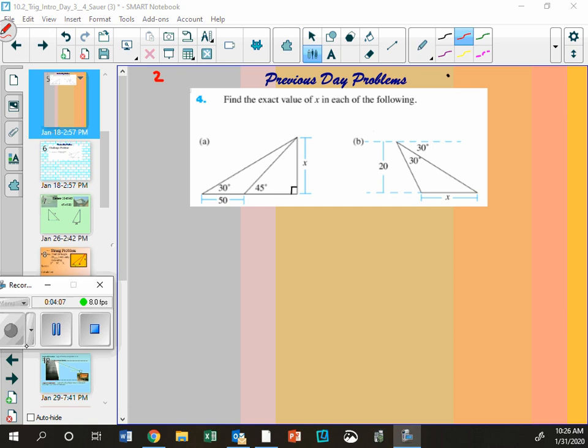Okay. I'd move this 20 over here because then it makes a right triangle. You know what I mean?